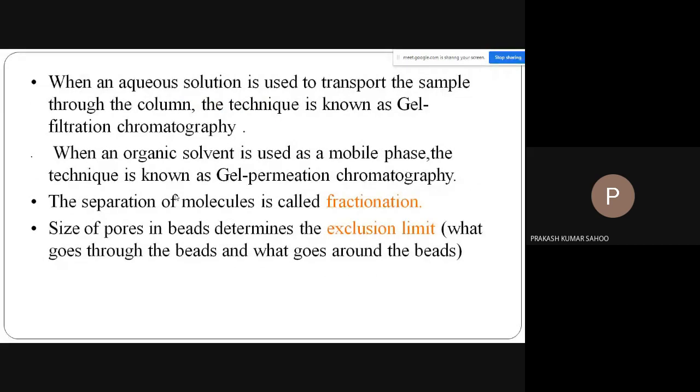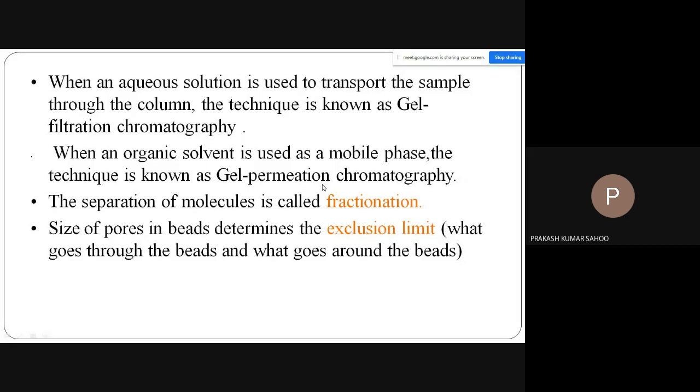When an aqueous solution is used to transport the sample through the column, the technique is known as gel filtration chromatography. When an organic solvent is used, it is known as gel permeation. So we again have two types of classification. That is, if the mobile phase is aqueous solution, then it is gel filtration. If an organic solvent is used as the mobile phase, this is gel permeation. That is GPC, this is GFC.